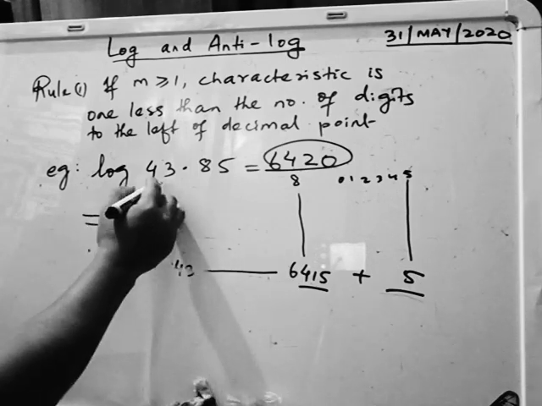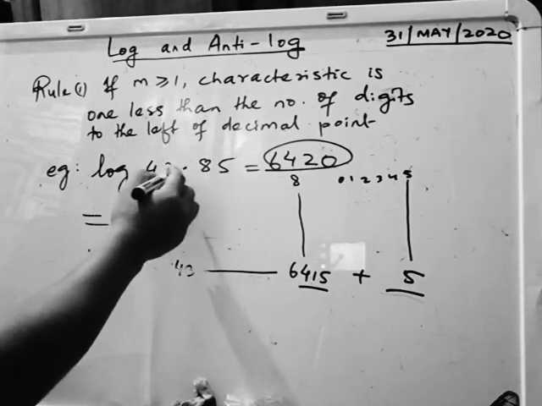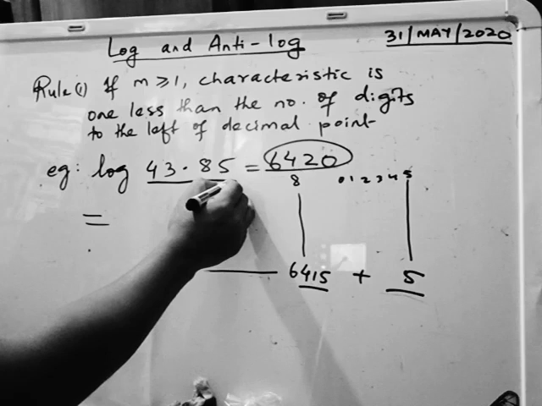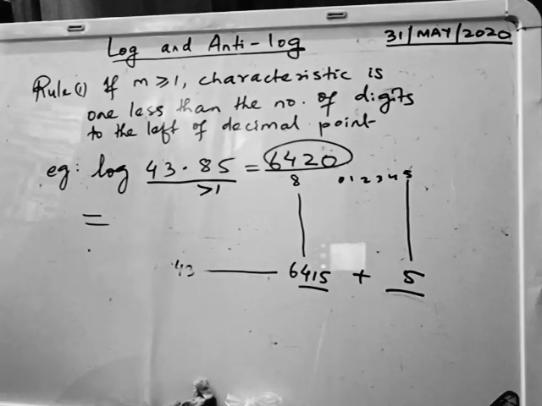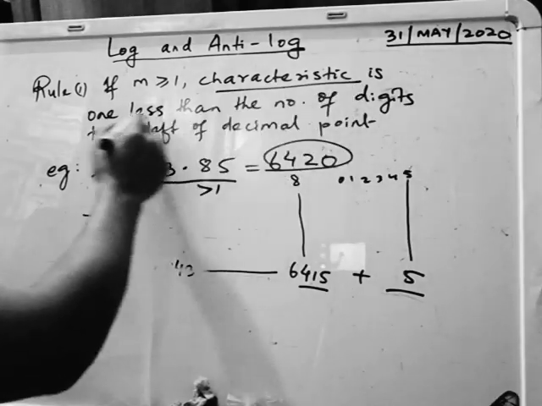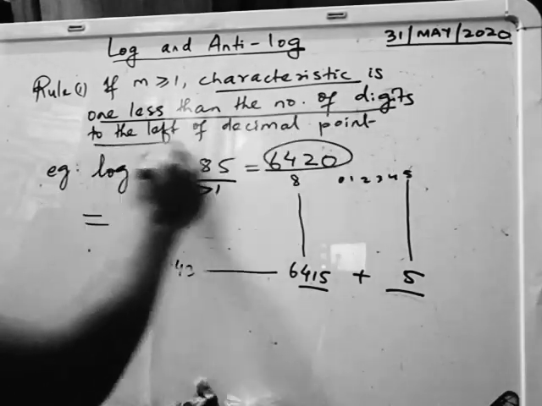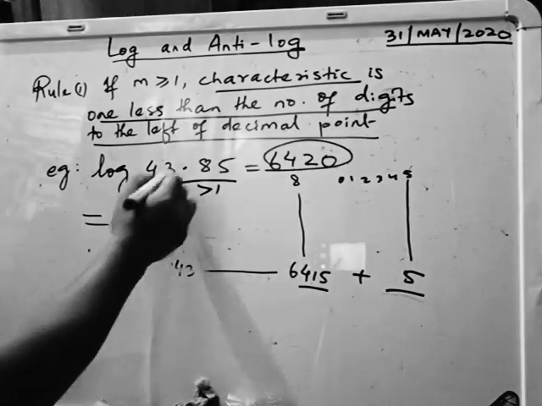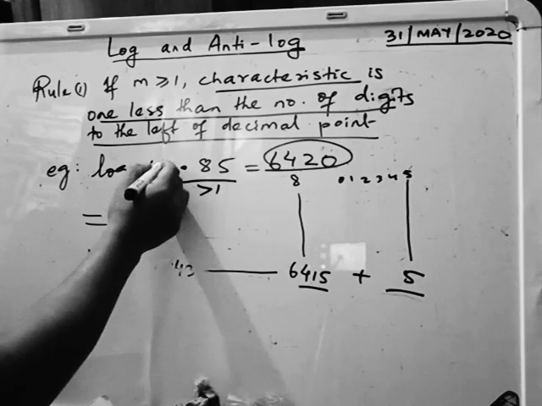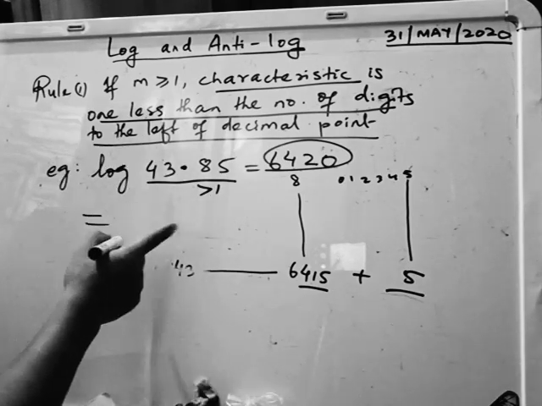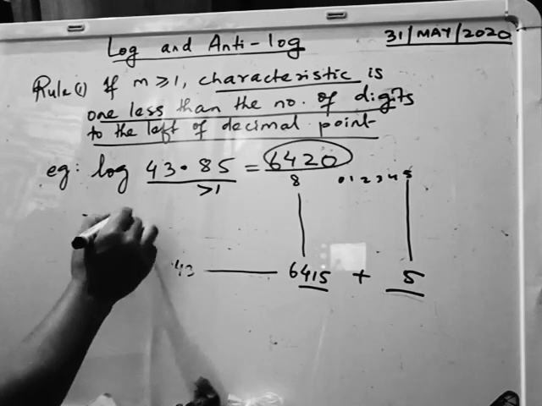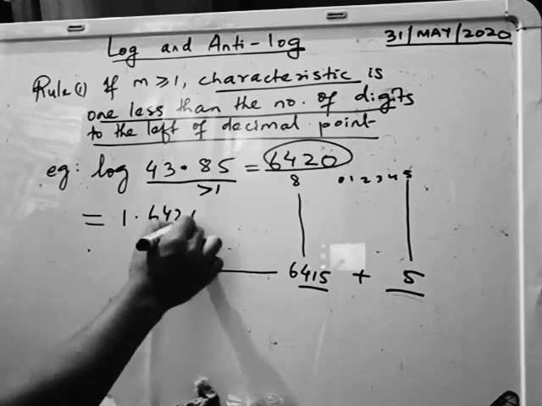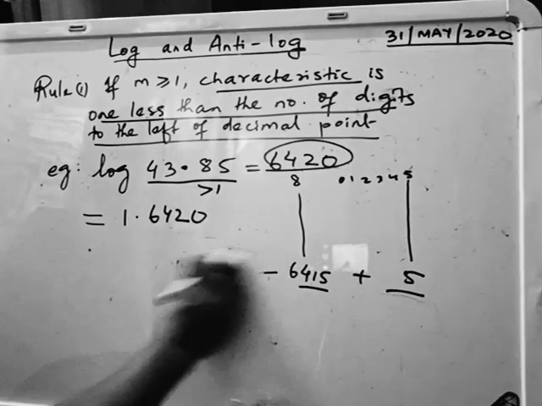Okay, here the characteristic: 43.85 is clearly greater than 1. Since it is greater than 1, the characteristic must be 1 less than the number of digits to the left of the decimal point. To the left of the decimal point, we have 2 digits. That means 2 minus 1 must be the characteristic. That means the value should be 1.6420. I think we got this.